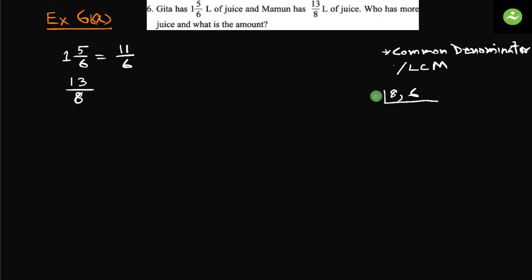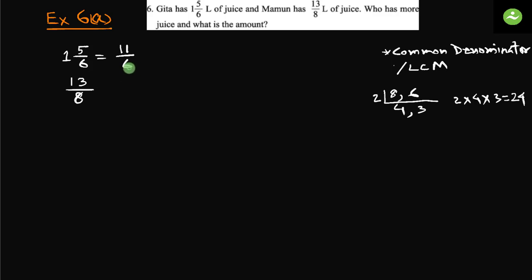Let us find. Divided by 2, 4 into 2. We are just finding the LCM. That will be the common denominator. So 4 into 2 is 8. 3 into 2 is 6. So 2 into 4 into 3 is the LCM. 2 into 4 into 3 equals how much? 24.